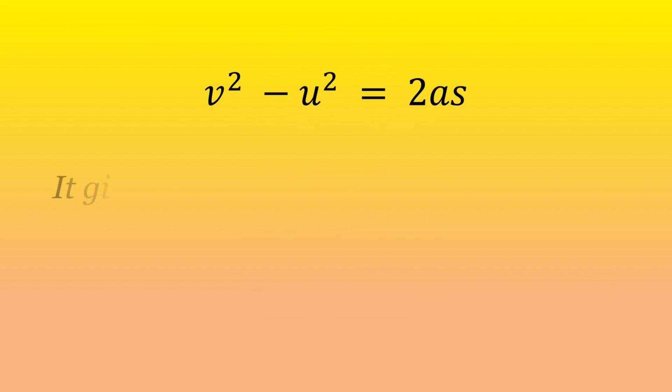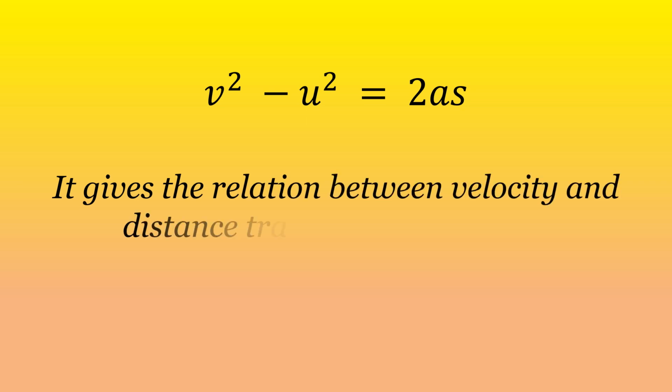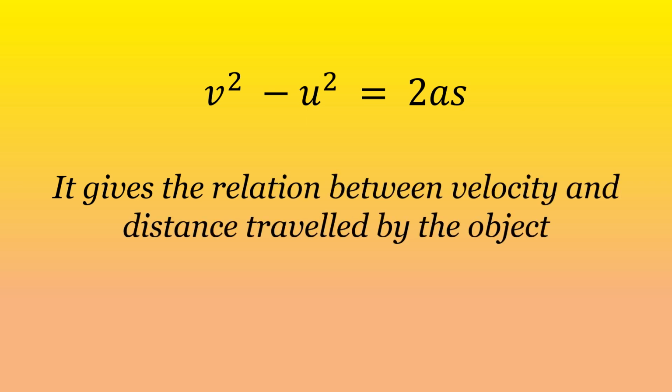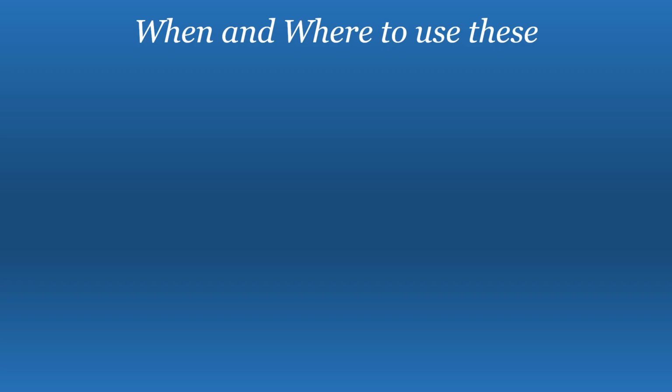Okay, fine. And we can use this equation to find out the velocity or the distance, provided they have given all the variables which are there in the equation. It gives the relation between velocity and the distance traveled by the object. I hope everybody understood this. So now the next question is where and when to use.